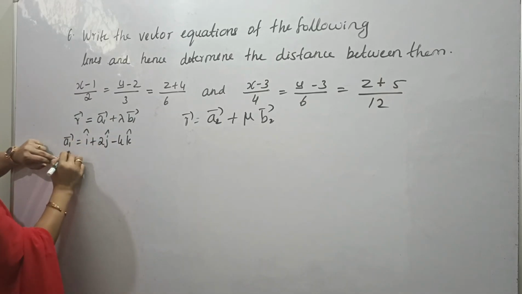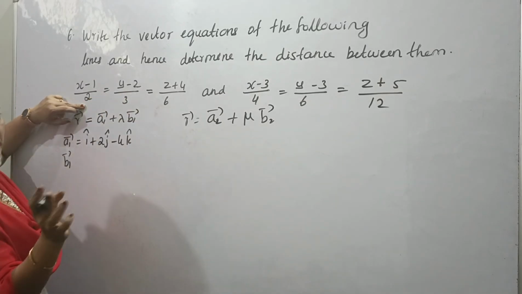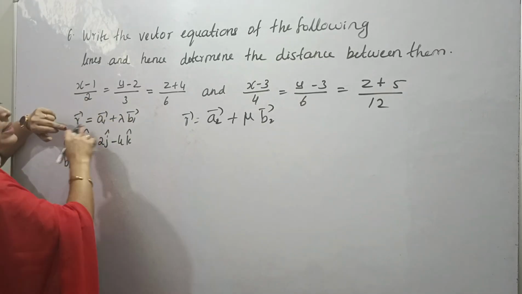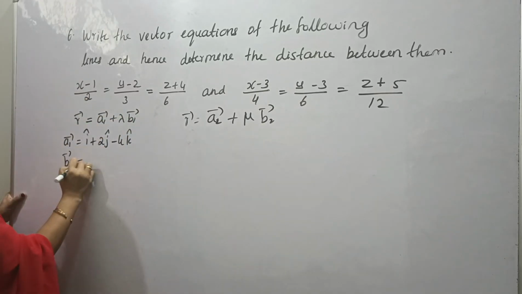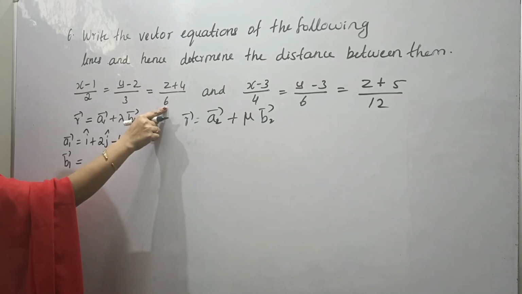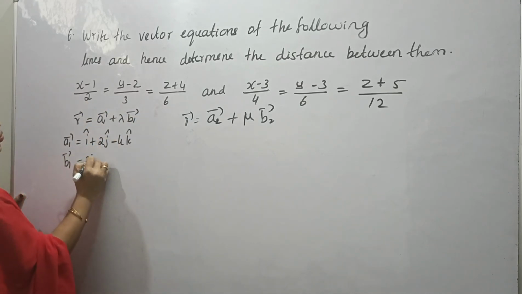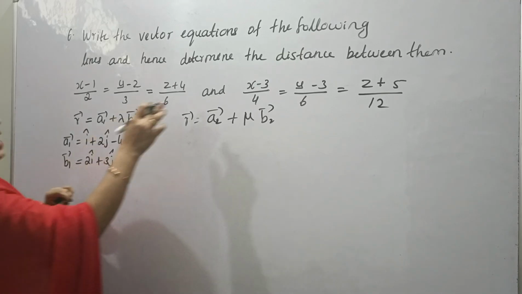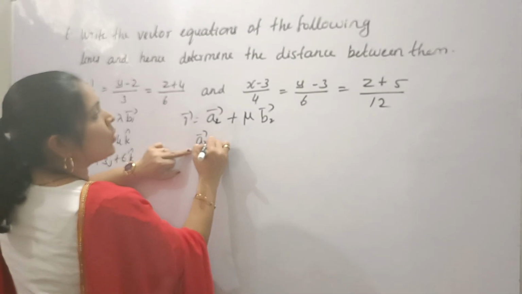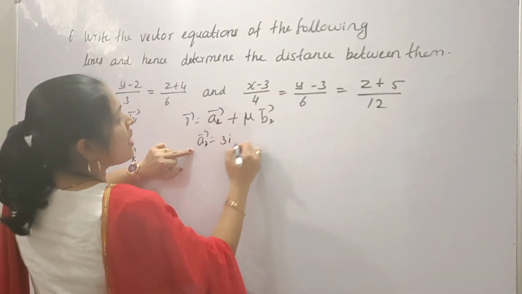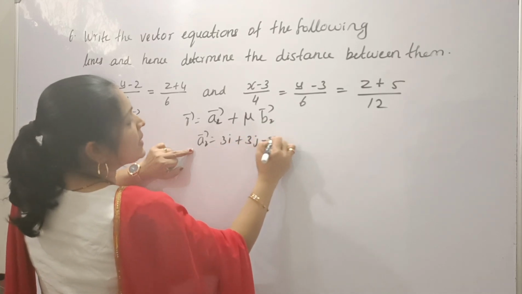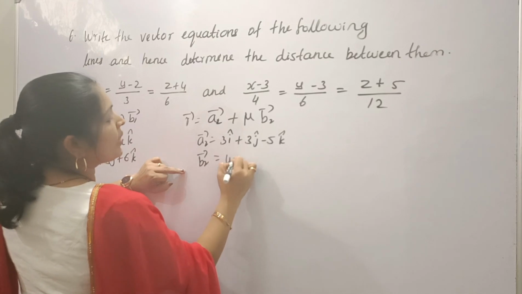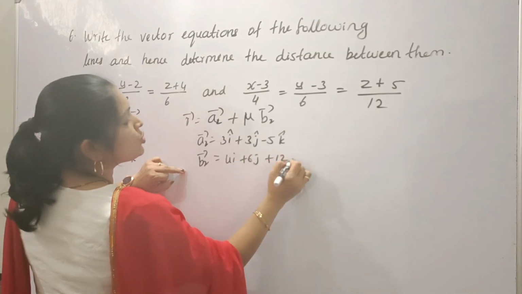And vector b1 is parallel to this line. Therefore vector b1 is equal to these direction ratios, so vector b1 is 2i plus 3j plus 6k. And here vector a2 is equal to 3i plus 3j minus 5k. Vector b2 is equal to 4i plus 6j plus 12k.